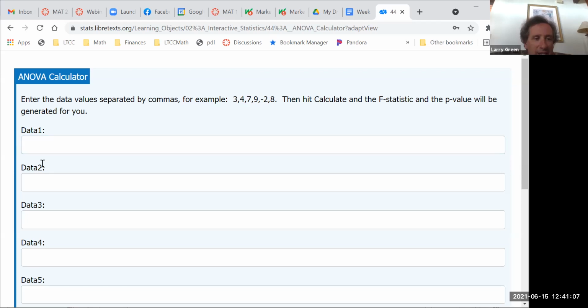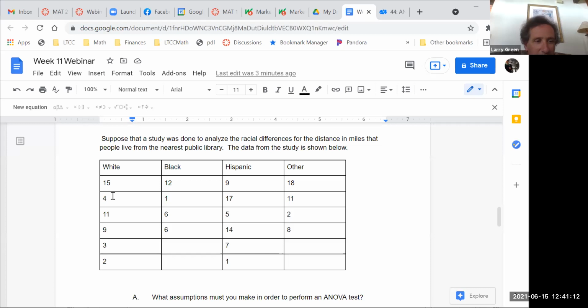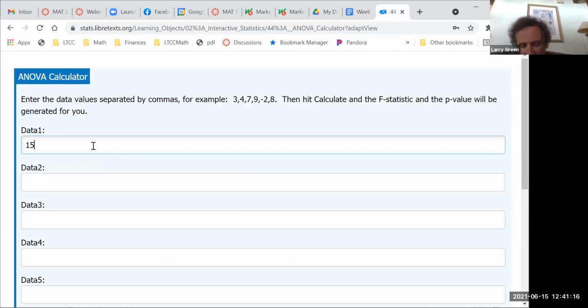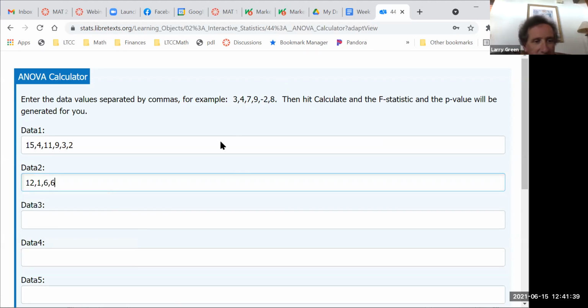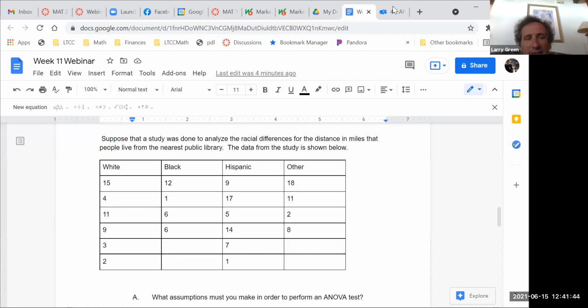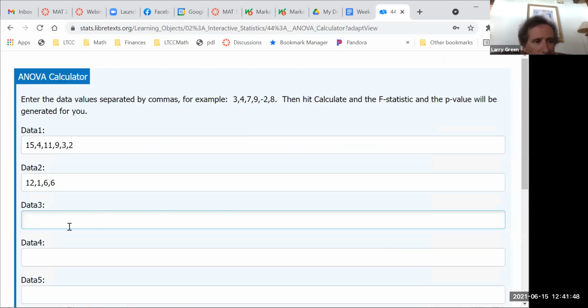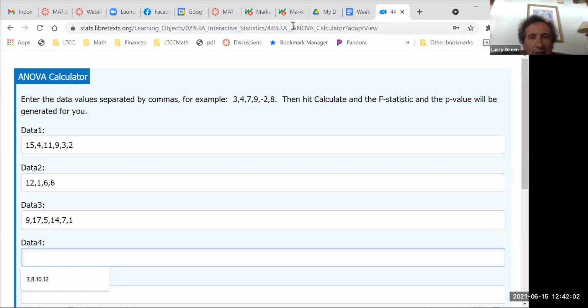All right, so we need data 1, data 2, data 3, data 4, etc., separated by commas. So data 1 is 15, 4, 11, 9, 32. And then data 2 was 12, 16, 6. And then data 3, 9, 17, 5, 14, 7, 1. And then data 4, 18, 11, 28. Any questions on entering the data in?